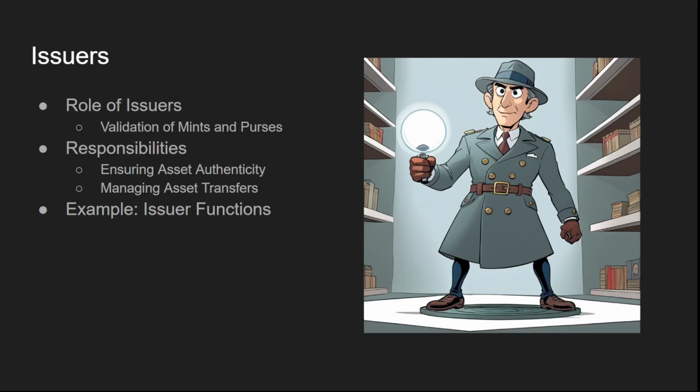Issuers play a crucial role in the Agoric ecosystem by providing validation and security for digital asset transactions. They ensure that assets are authentic and that transfers are executed correctly, maintaining trust and reliability in the platform. Next, we'll discuss amounts, which represent quantities of digital assets and are essential for defining and managing transactions.